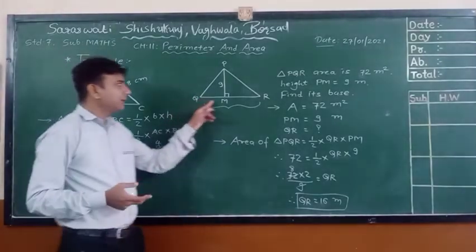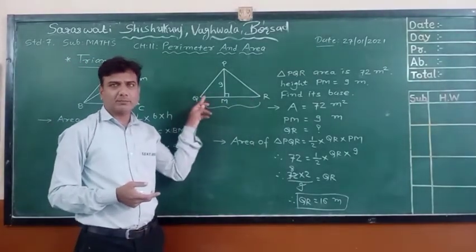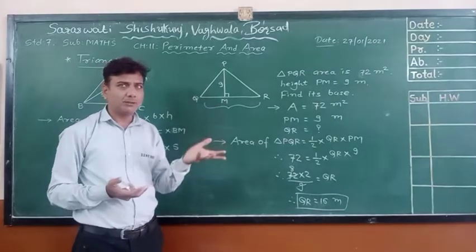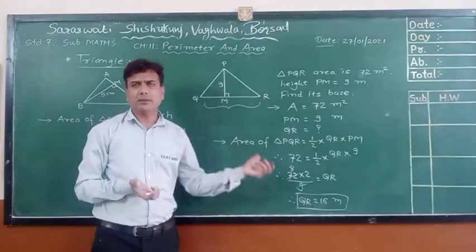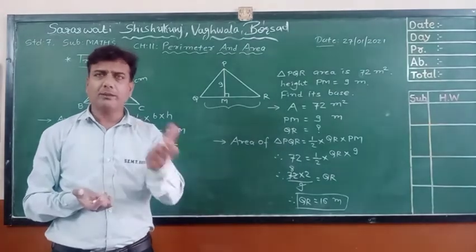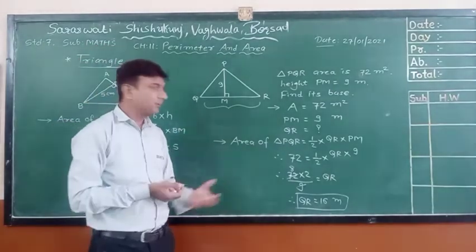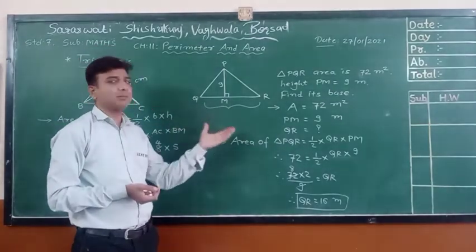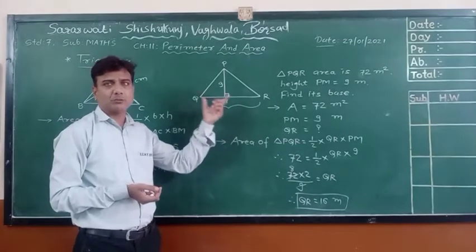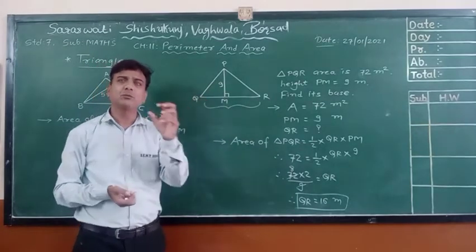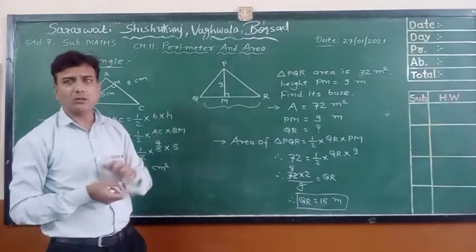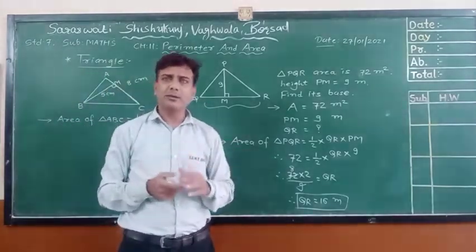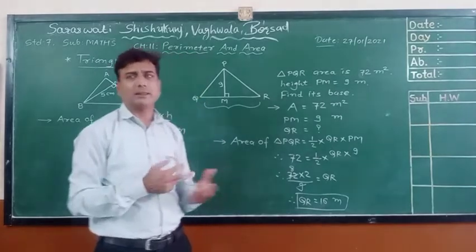See, this base measurement is given, and the altitude measurement is not given, and the area is also given. So the same concept, same method, same calculation we have to apply there. If you have area equal to 1/2 base, you write the base measurement, and the altitude measurement we have to find. We put it as it is and transform and change all the values from one side to another side, and you can find its values easily.